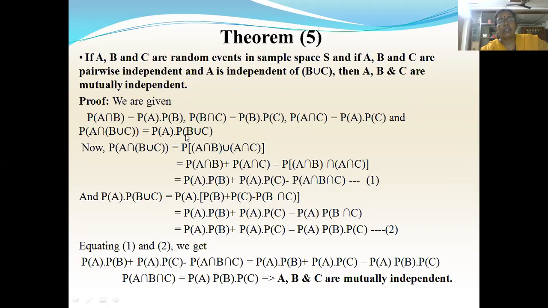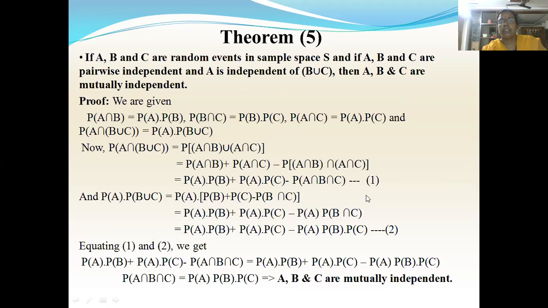Now I am taking the RHS of this third condition, that is P of A into P of (B union C). Now P of A into P of (B union C), I can simplify. P of A into, again addition theorem for two events, this will be P of B plus P of C minus P of B intersection C. Now simplifying this, opening the square brackets, I'll get P of A into P of B plus P of A into P of C minus P of A into P of B intersection C. So again P of A into P of B plus P of A into P of C minus P of A into, again P of B intersection C, which is given as P of B into P of C.